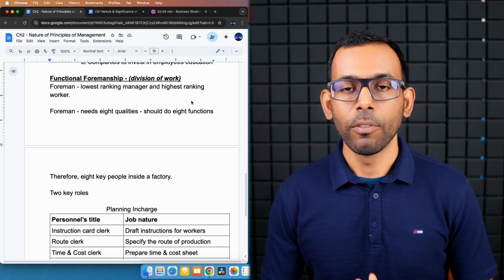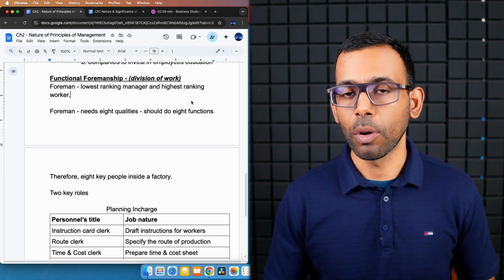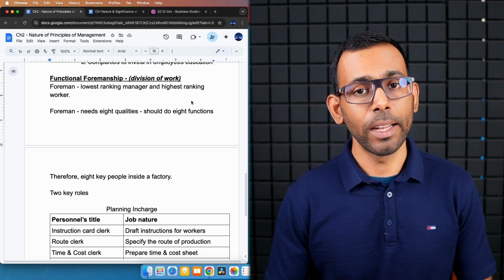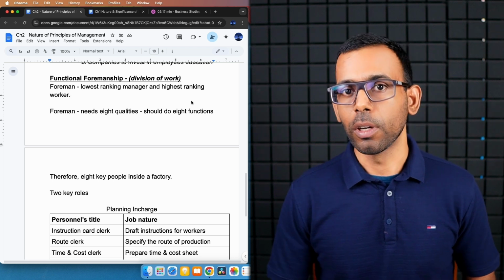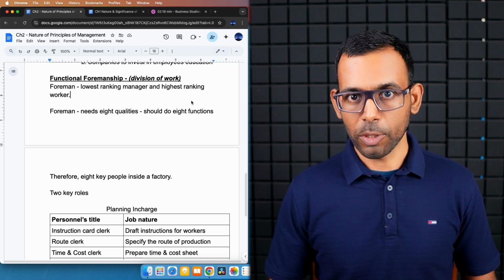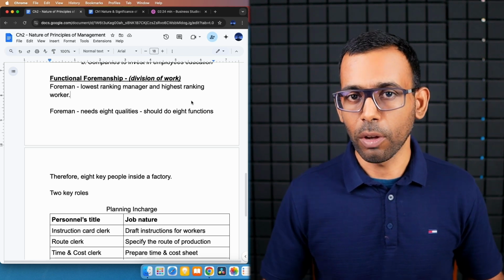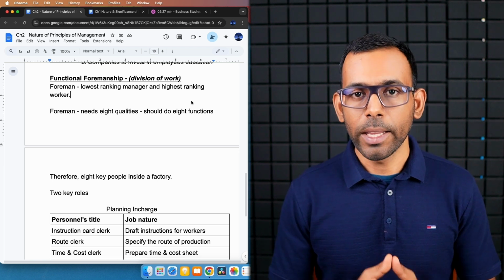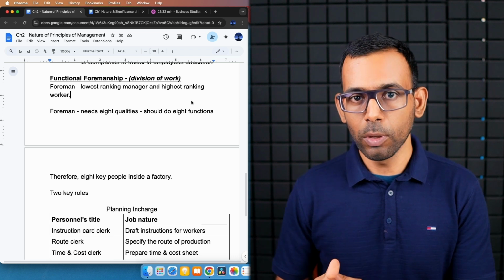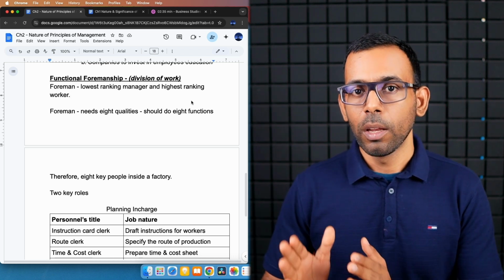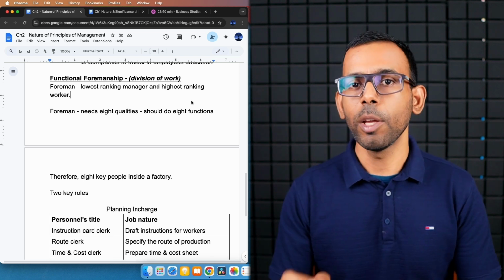Okay, to understand functional foremanship, we need to first understand the concept of division of work. Tomorrow, when you grow up and get into a job environment, you will be hearing this term a lot, division of work. So in the modern day workplace management, the employers prioritize this first. What does it say? It says don't entrust more than 2 to 3 roles to a single person. Divide the work so that one role or one activity will be done by only one person.